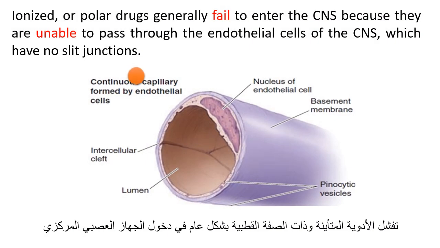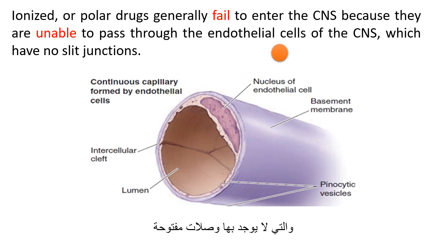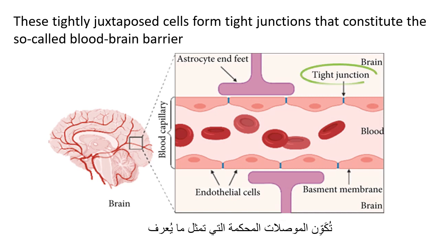Ionized or polar drugs generally fail to enter the CNS because they are unable to pass through the endothelial cells of the CNS, which have no slit junctions. These tightly juxtaposed cells form tight junctions that constitute the so-called blood-brain barrier.